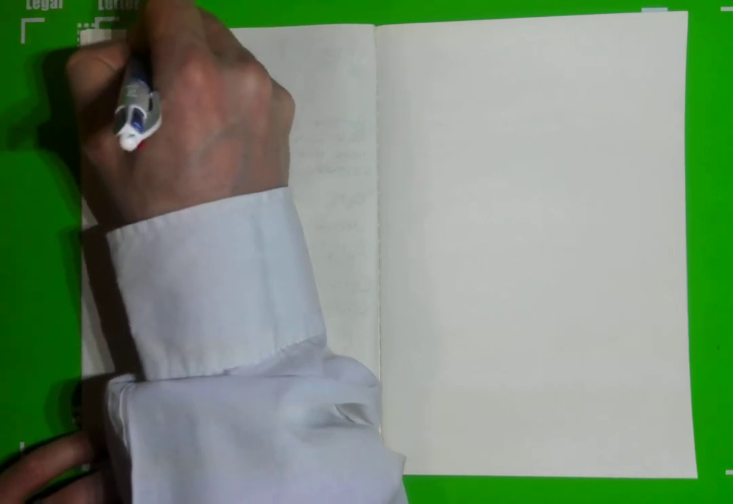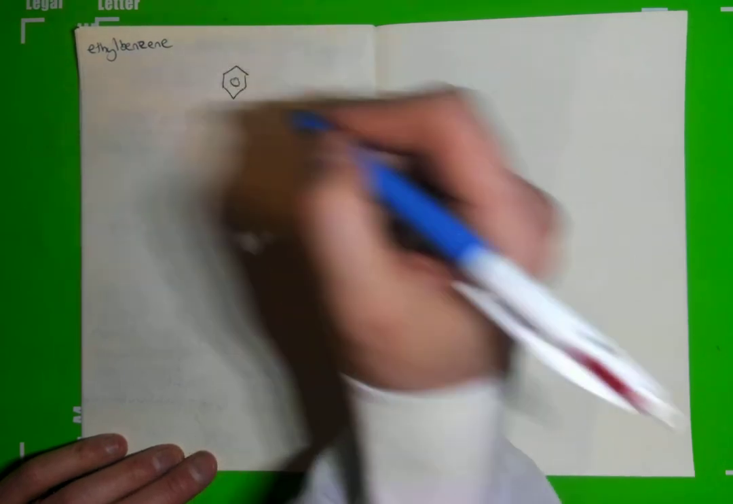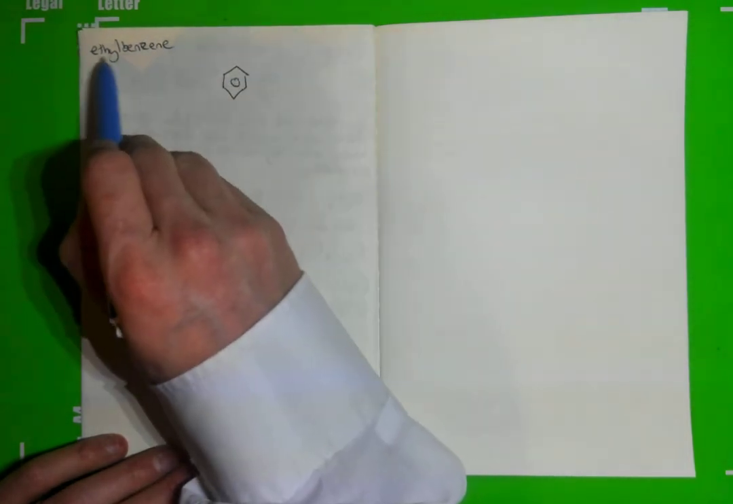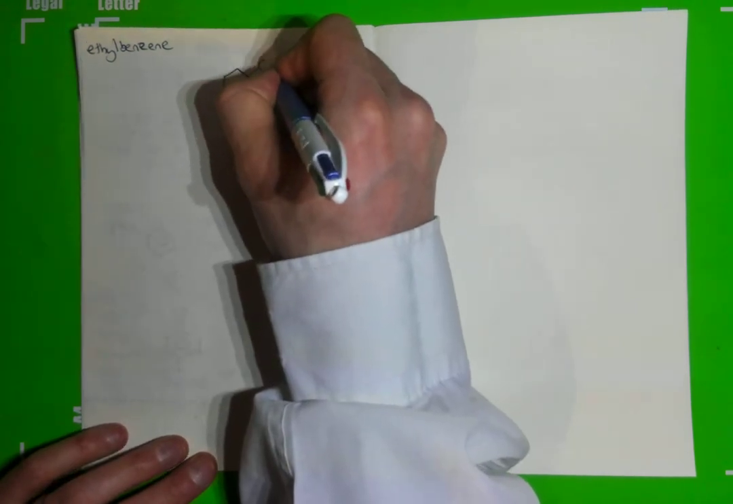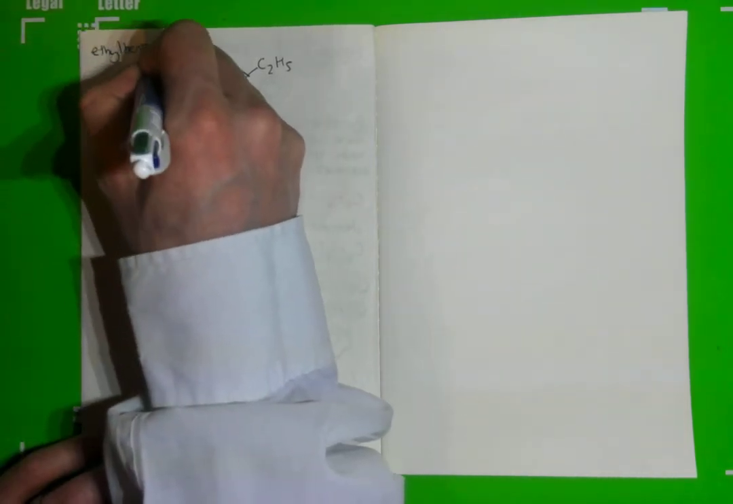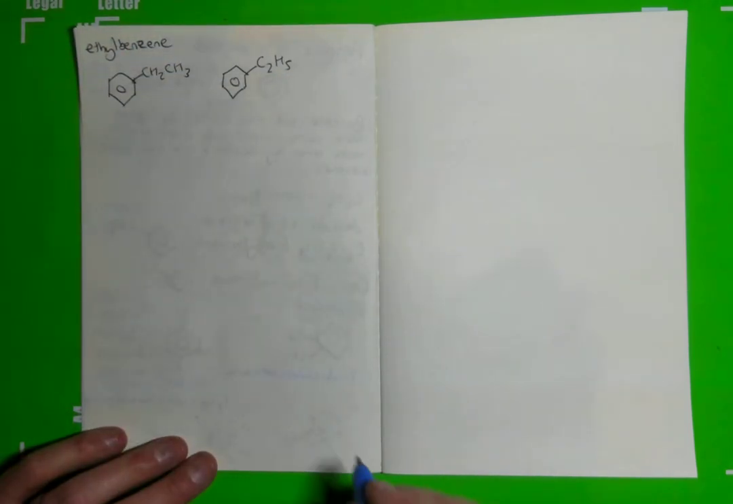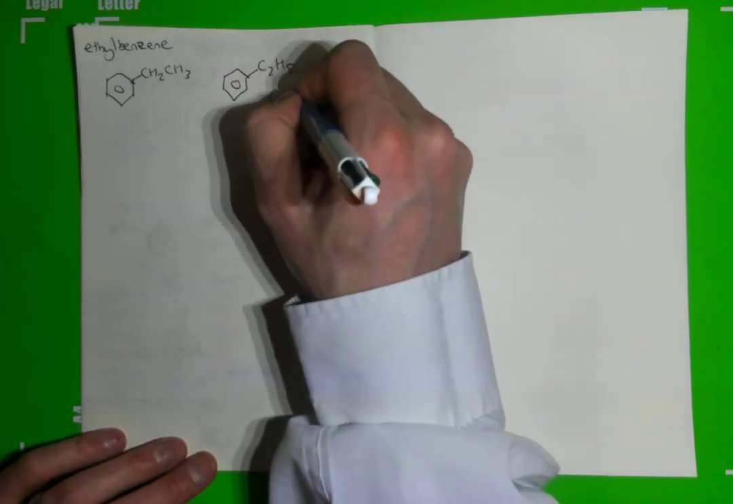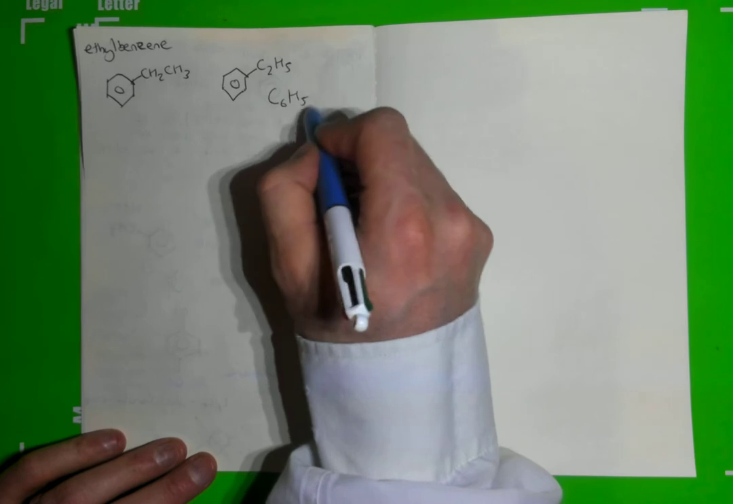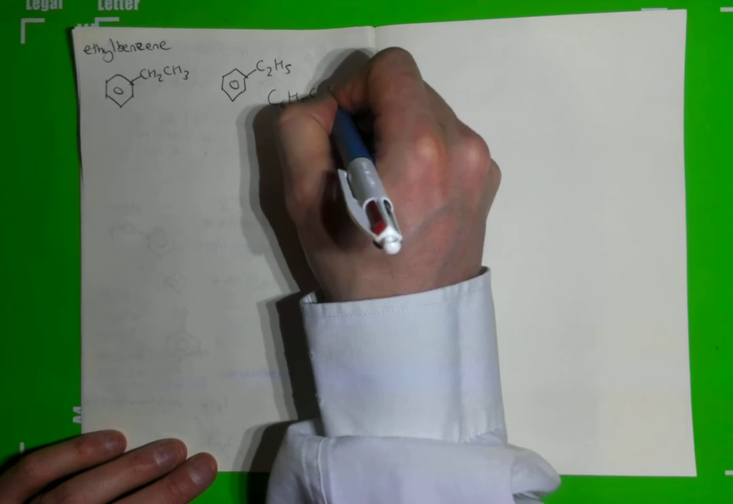ethyl benzene, we know it's going to be based on benzene. It's got an ethyl group. Ethyl is 2 carbons. So C2H5. Sometimes drawn like this. So that's C6H5. That's your benzene ring. Minus your group, C2H5.